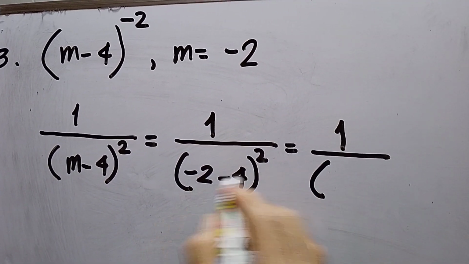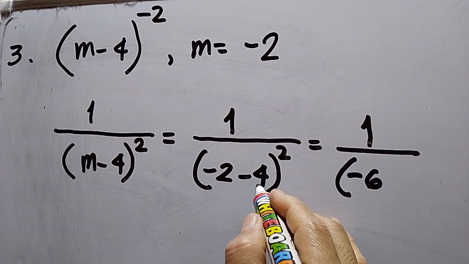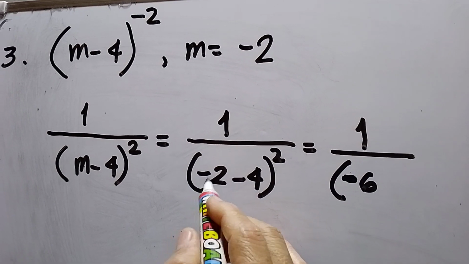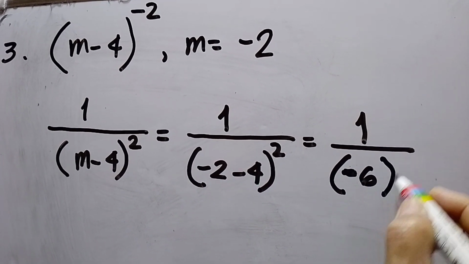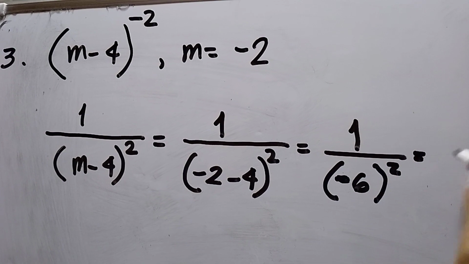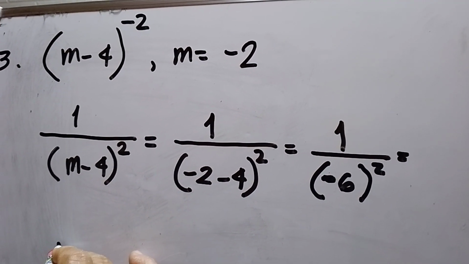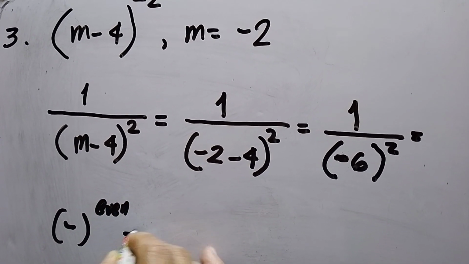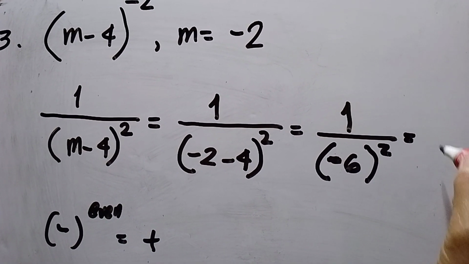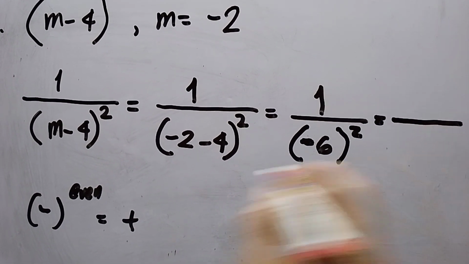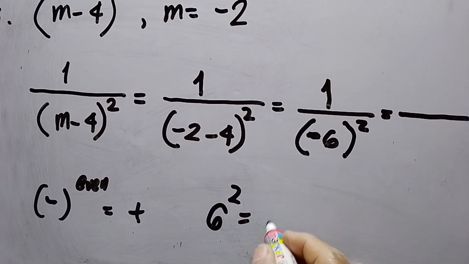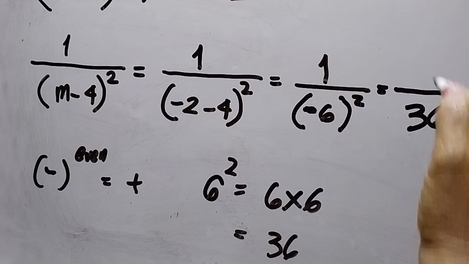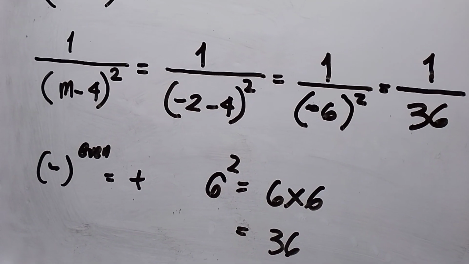So this will be negative 6 because 2 plus 4 is 6. But the sign must remain negative because you take the common sign, and then this will be raised to the second power. Okay, if the negative has an even exponent, the sign must be positive. So this will be positive 6 raised to the second power, which is 6 times 6 equal to 36. So this is positive 36, and this is 1 over. So that's the answer for number 3.